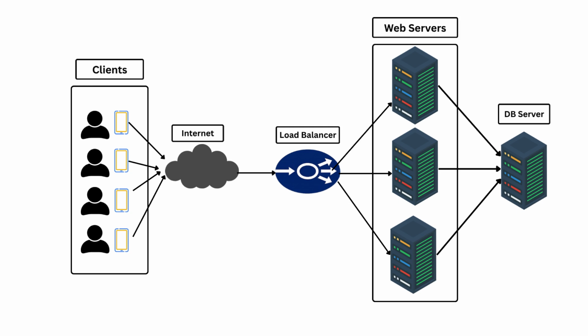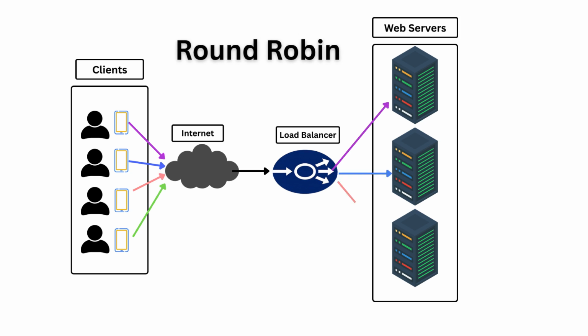It uses different algorithms. The simplest one is round robin. Requests are distributed one by one across all servers in order. First request to server 1, second to server 2, third to server 3, and then it repeats. It's simple, but it doesn't consider server load.